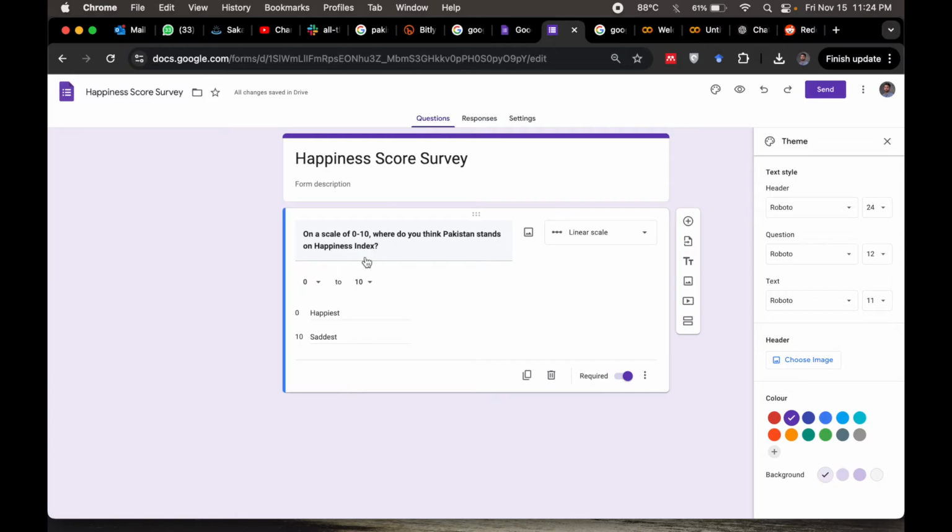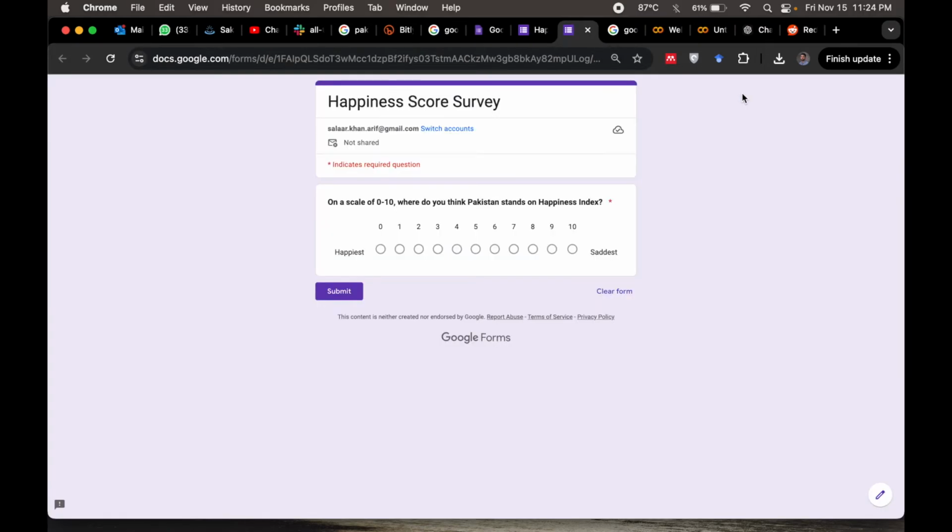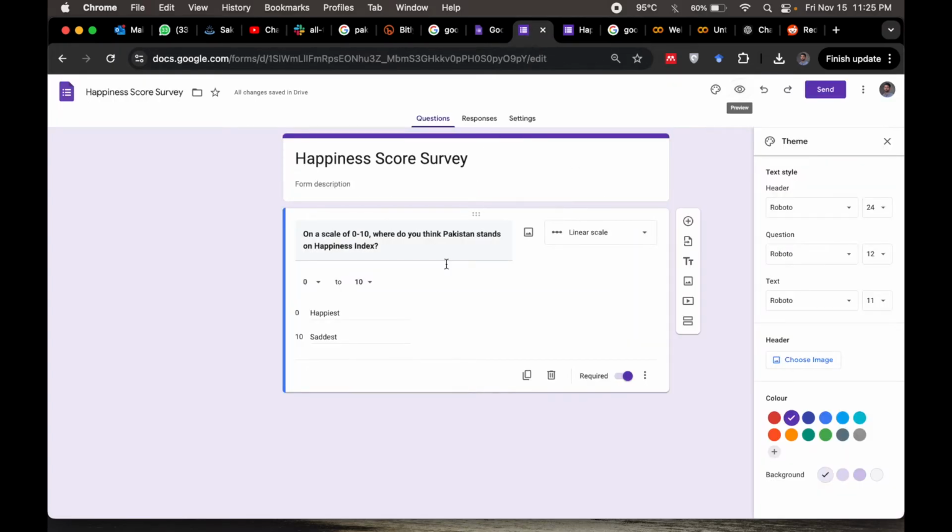But depending on whatever you choose, there's always an option here to preview, right? So you could click that, and this is what your form looks like. And they could choose one of these numbers, etc., and then they would submit, right? On a scale of 0 to 10, where do you think Pakistan stands at happiness index? Saddest, happiest, right? And people could choose and hit submit. Notice the asterisk, which means that you have made this a required question. You don't want empty entries, right? So by default, you could force this so that you get a response every single time.